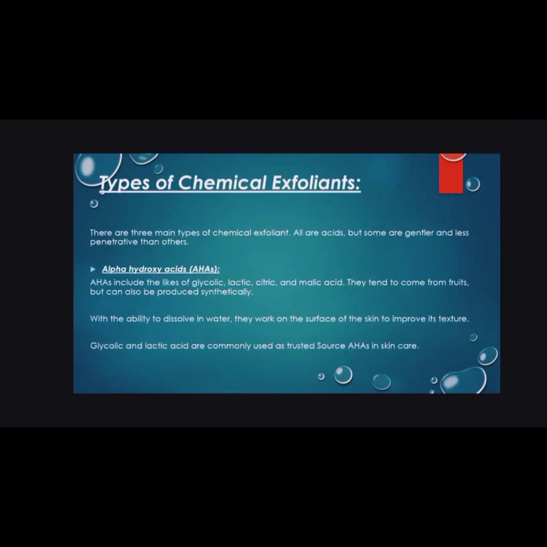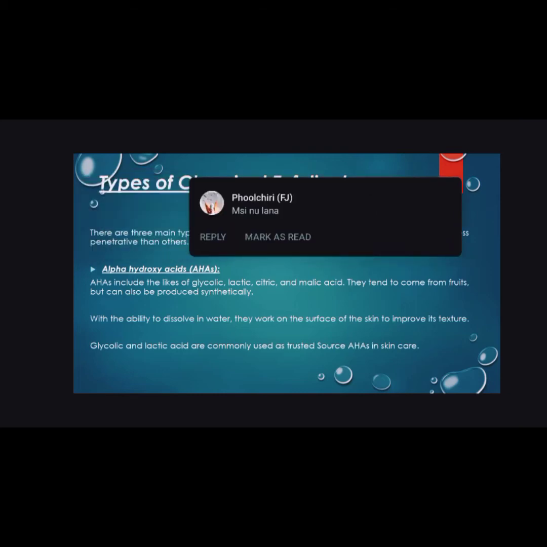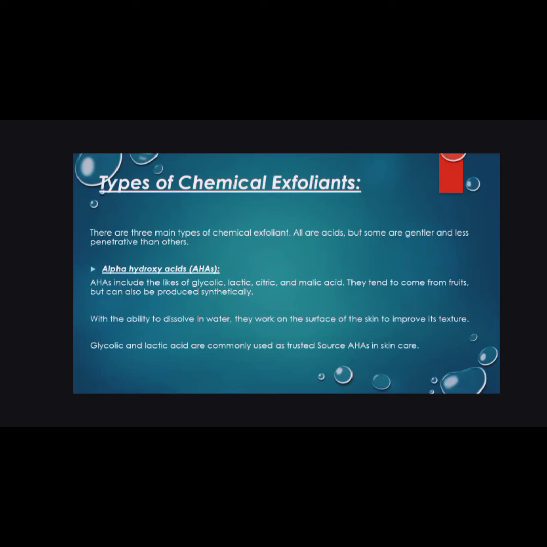Here are types of chemical exfoliants. There are three main types of chemical exfoliants. All are acids, but some are gentler and less penetrative than others. First type is alpha hydroxy acids. Alpha hydroxy acids include the likes of glycolic, lactic, citric, and malic acid. They tend to come from fruits but can also be produced synthetically. With the ability to dissolve in water, they work on the surface of the skin to improve its texture. Glycolic and lactic acids are commonly used trusted source alpha hydroxy acids in skincare.